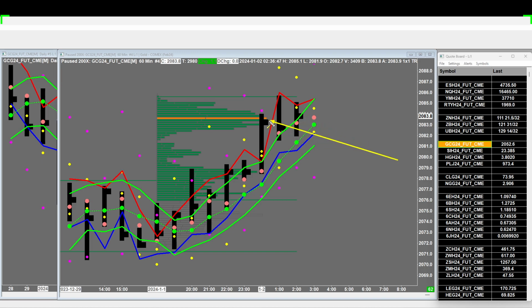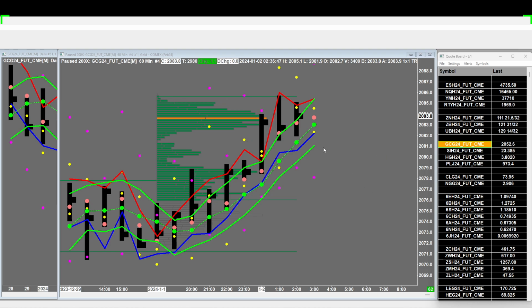But we're seeing what happens, how this point of control shifted from down here to up here, and you see how the volume distribution suddenly, we've got not only the point of control up here, but we've also got the biggest chunk of volume now at this upper end of the chart.